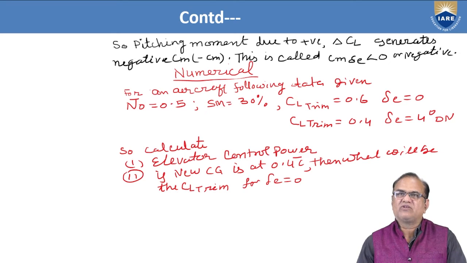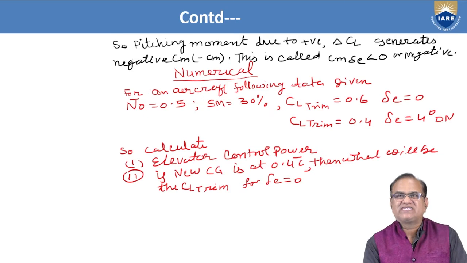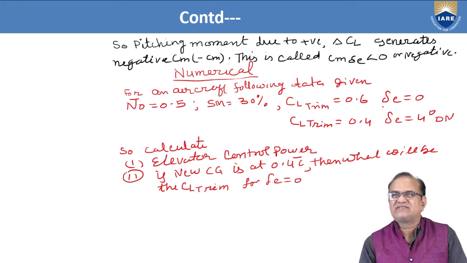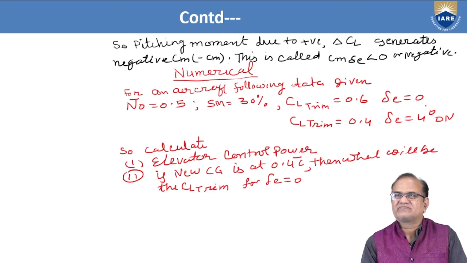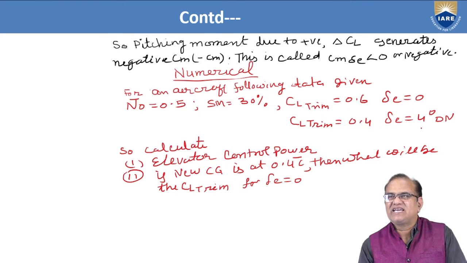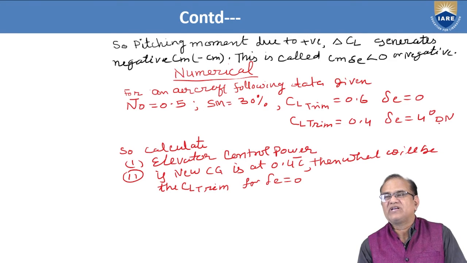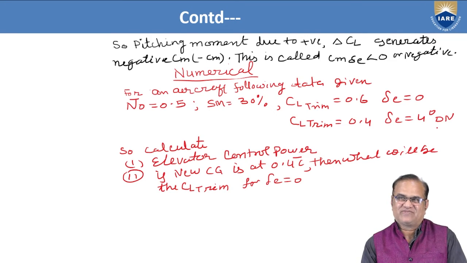So now we have the numerical. For an aircraft, the following data are given. Neutral point is given at 0.5. Static margin is 30%. CL trim is equal to 0.6 at delta E equal to 0. CL trim is equal to 0.4 at delta E equal to 4 degree down. Okay.